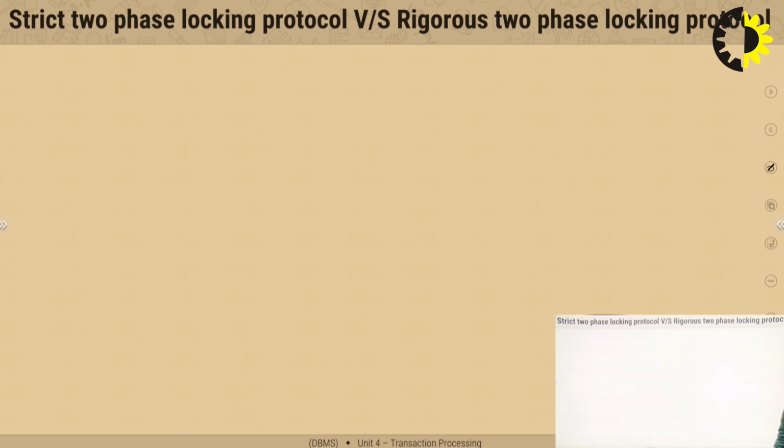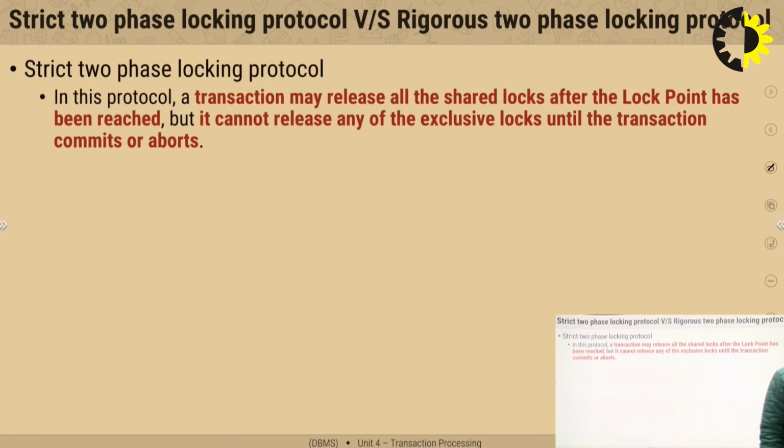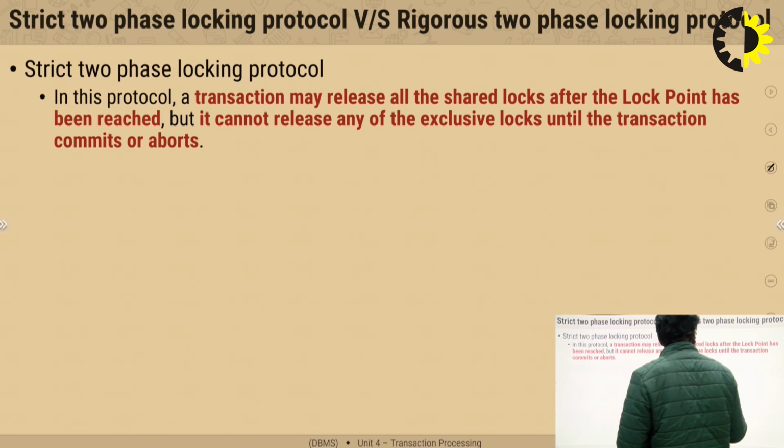Now two-phase locking is itself of two main categories. First is strict two-phase locking, second is rigorous two-phase locking. Let us see the difference between these two modes of locking. In strict two-phase locking, a transaction may release all the shared locks after the lock point has been reached, but it cannot release any exclusive lock until the transaction commits or rolls back. The very purpose of these techniques is to avoid cascading failure.